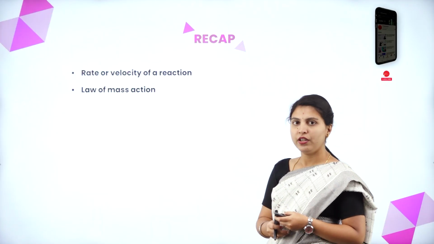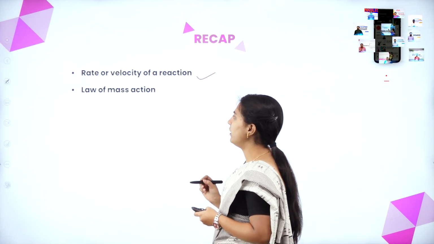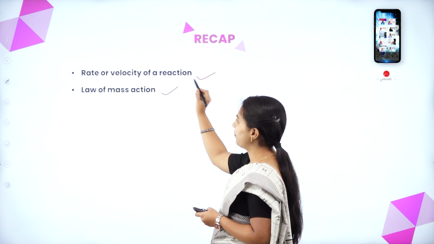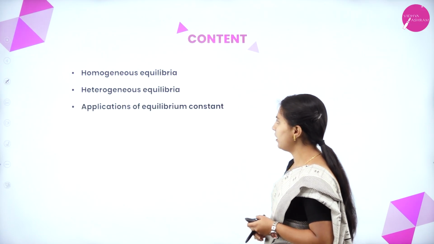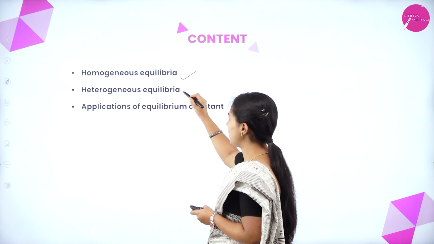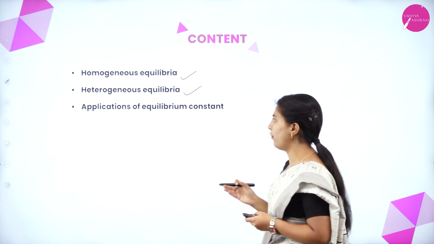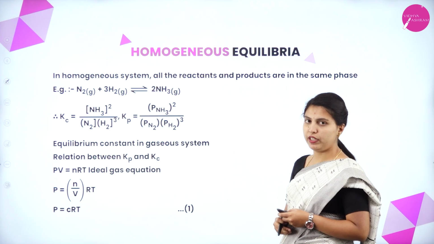In the last session, we discussed rate or velocity of a reaction and the law of mass action. These two contents we discussed in the previous session. In this session, we will discuss homogeneous equilibria, heterogeneous equilibria and applications of the equilibrium constant. First, we will see what homogeneous equilibria is.